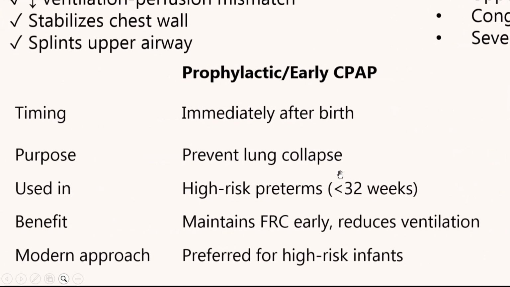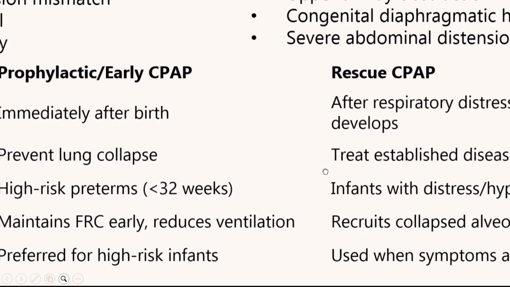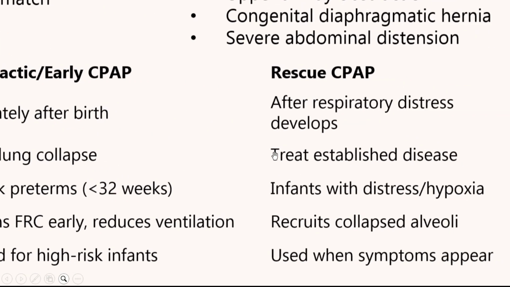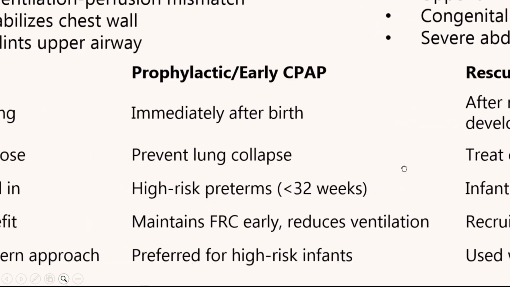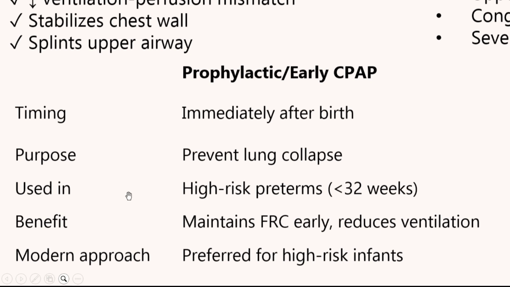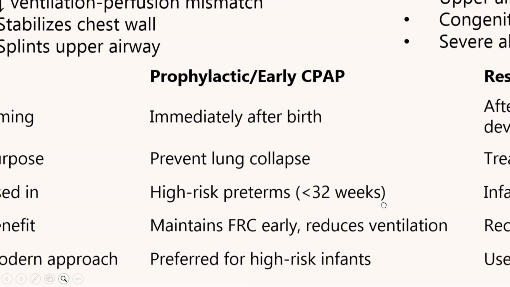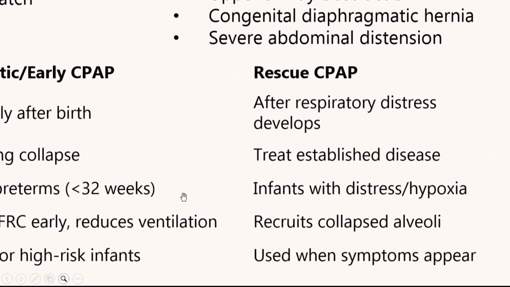So the purpose of the prophylactic CPAP is to prevent lung collapse, while the rescue CPAP is there when you already have an established disease. So it is helping you treat that established disease. When you look at who it is used in, the prophylactic CPAP, or the early CPAP, is used in high-risk preterms. Those are the ones less than 32 weeks. Whereas the rescue CPAP is going to be given in infants with respiratory distress, or who are already having hypoxia.